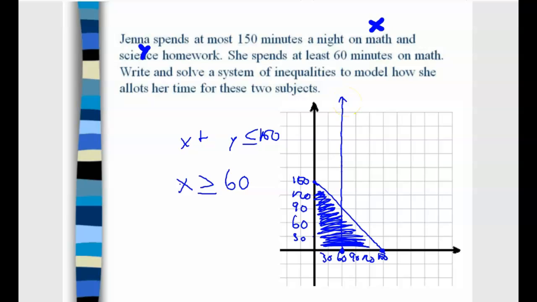All right, perfect. And then, because x has to be greater than or equal to 60, you would shade to the right of that. Go ahead, now shade. So it would be the overlap of the yellow and the blue, or that small triangle in the corner, that represents her solutions for the graph of her system of inequalities.